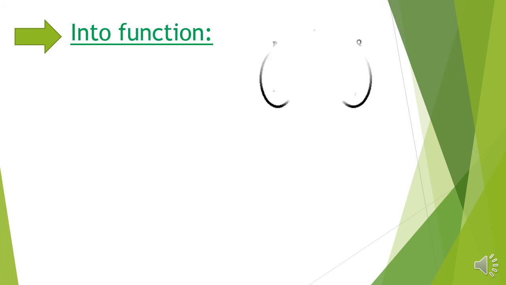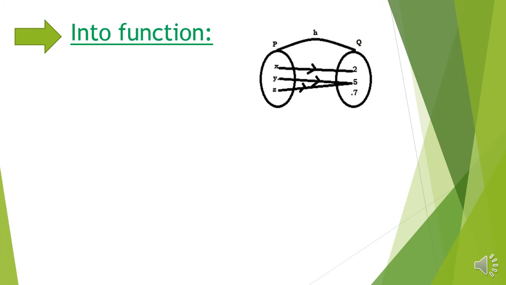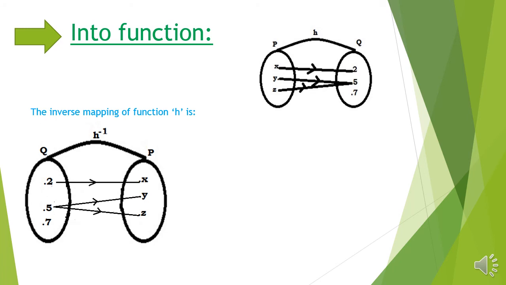Okay, now the next is into function. This is a diagram for into function because one element in the set Q is unmapped, or we can say our range is a proper subset of codomain. 2 and 5 are the range, and 2, 5, 7 are the codomain, and the range is a proper subset of the codomain. So this is an into function. Now let's see the inverse mapping of H. We are going to check whether this inverse mapping is a function or not.